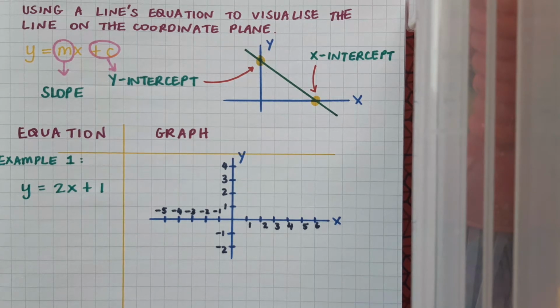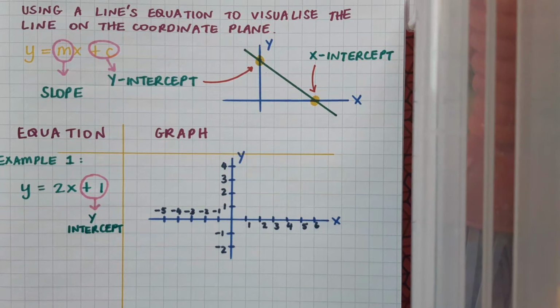Okay, now I'm ready to draw my line. So let's have a look at our equation. The first thing that I'm going to notice there is that plus 1 at the end is my y-intercept. So I know straight away where this line will go through the y-axis. So I'm going to go to that point on the y-axis and I'm going to mark it with a dot.